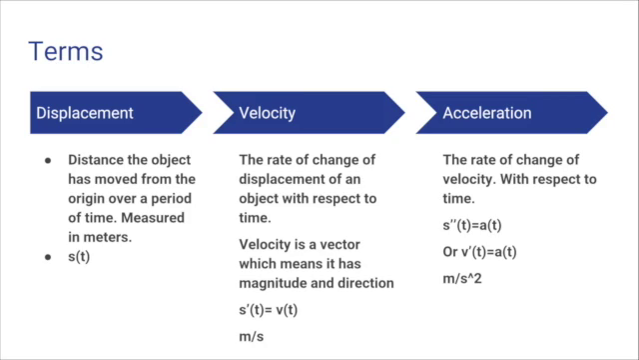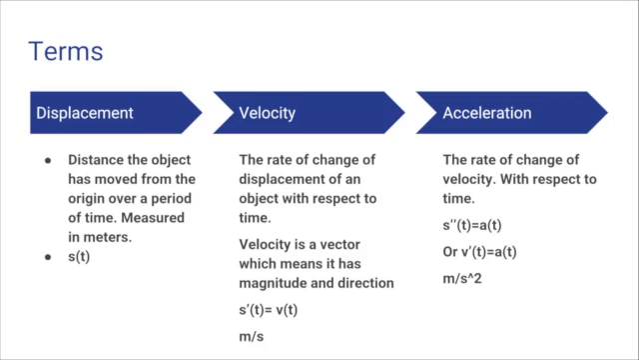The first term is displacement. Displacement is the distance the object has moved from the origin over a period of time. It is usually measured in meters. So going back to that situation, the origin would be my house, and displacement would be how far I walked or how far I ran to the ice cream truck. That would be the displacement. And displacement is usually shown in the function s(t), which is just how far the object has moved in meters.